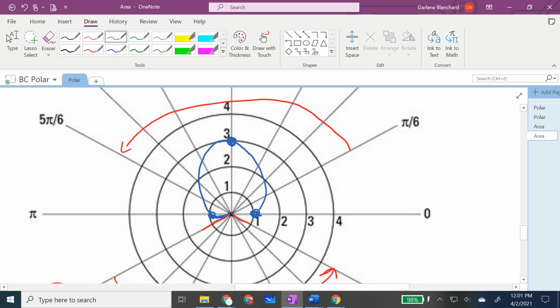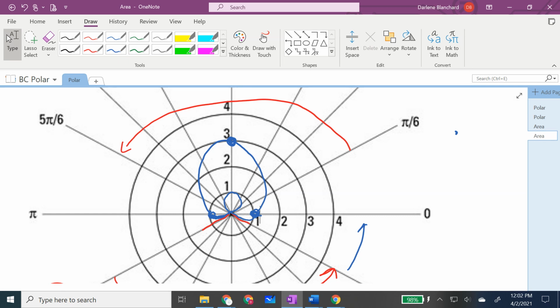Here it goes. We just came out of the pole. And then from 11 pi over 6 to 2 pi, we finish up with some symmetry. And what we have is a limaçon with an inner loop, otherwise known as limaçon with inner loop.